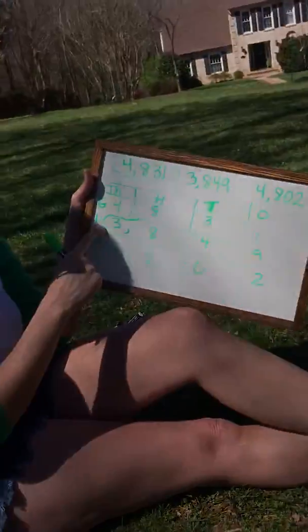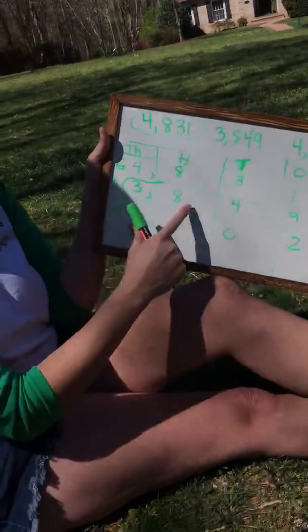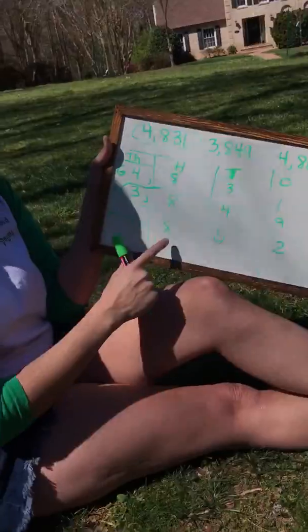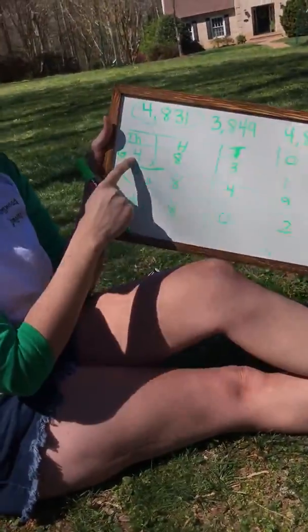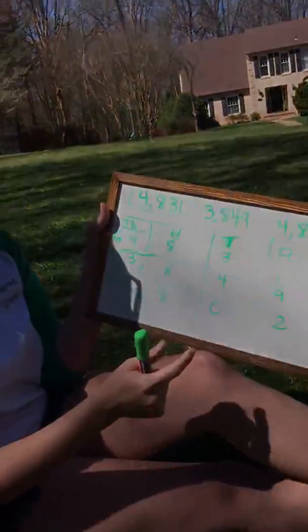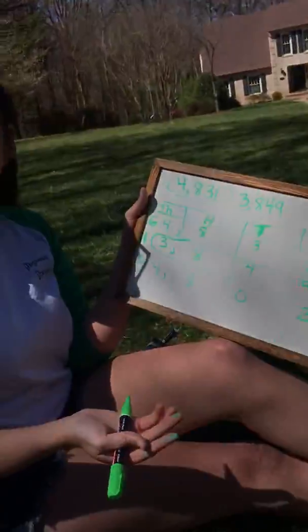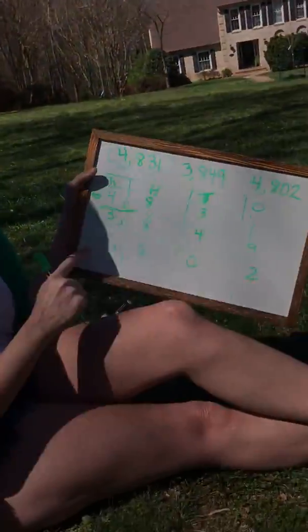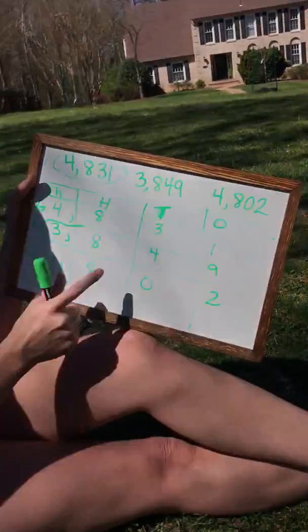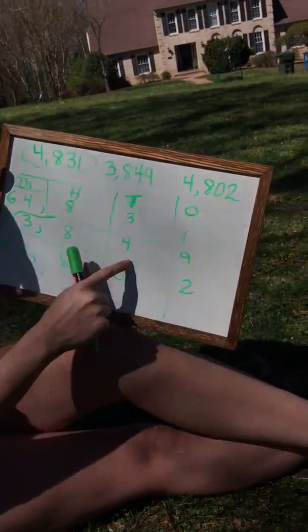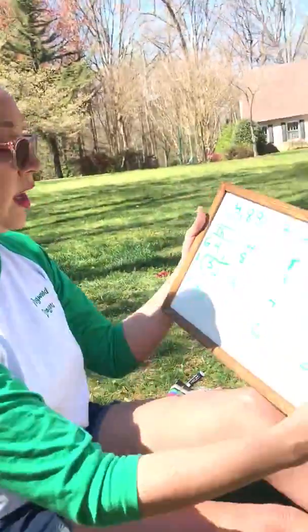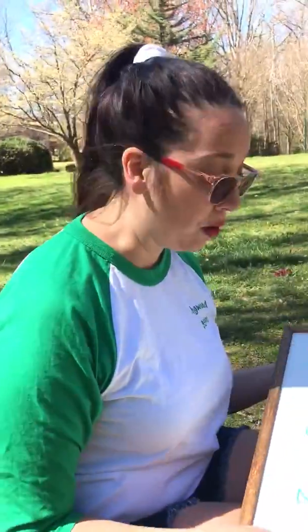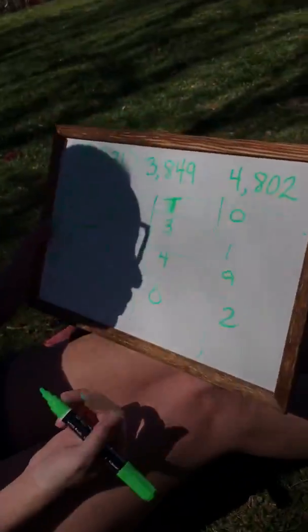Now, if Ms. Hauser had said, order those numbers from least to greatest, I would know, oh, this one, 3,849, then 4,802, finally the greatest one, 4,831. If I had told you to order them from greatest to least, you would just flip it. The greatest, 4,831, the middle, 4,802, and the least, 3,849.